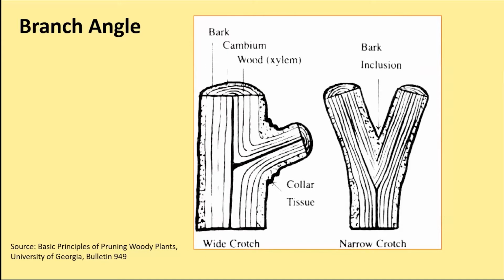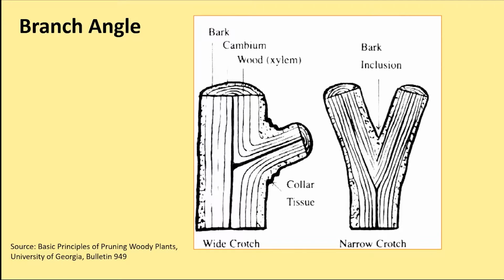I also mentioned that the angle of attachment of branches is very important. Now, here's just an illustration to show that when we have an angle of attachment that is 45 to 60 degrees, which is ideal, like in the illustration on the left, we have strong bonding of the wood, the cambium wood, growing together.